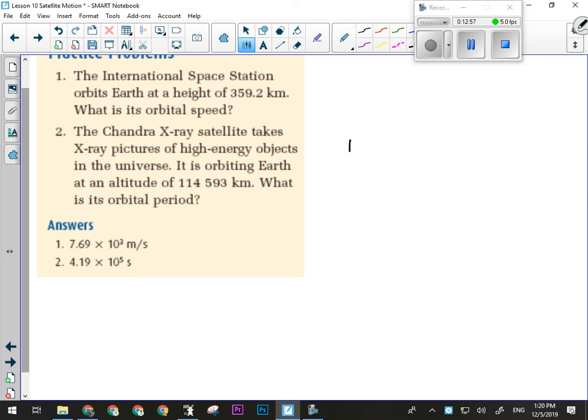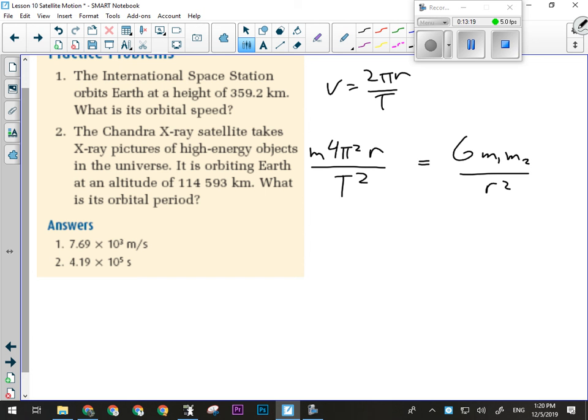So instead of using mv squared over r, it's big G times m1 times m2 over r squared, and I'm going to substitute in for v in order to get the period. So that's going to mean m times 4 pi squared times r over T squared. Again, I went 2 pi r over T, squared it all, so it was 4 pi squared r squared over T squared, and then I substituted it in here. That made the r squared cancel the r on the bottom, which is why it's no longer squared there.